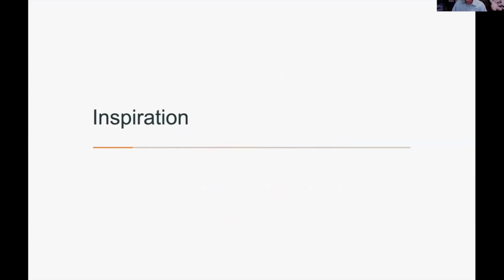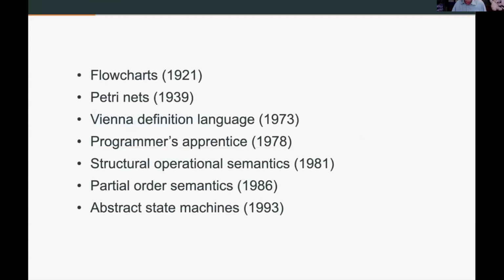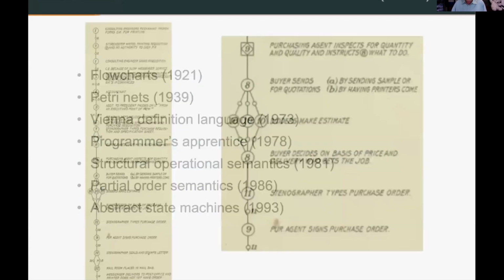Now, the inspiration for this kind of style of describing a process goes back more than 100 years. Flowcharts were sort of invented in 1921, and then there were Petri nets and the Vienna Definition Language and various other things, culminating, in what I'm describing, with Gurevich's abstract state machines in '93.